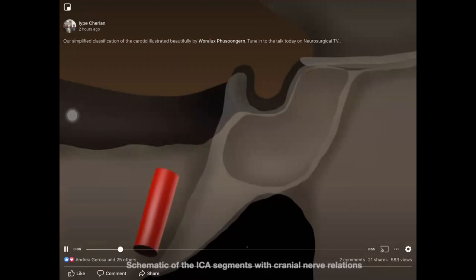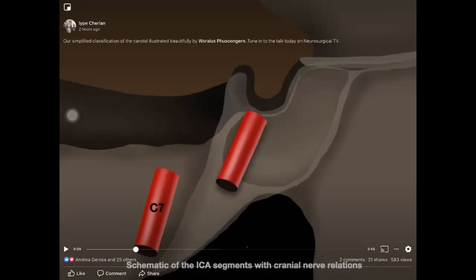Remember that all the odd numbered segments, so for example C7, C5, C3, are all vertical. The main thing about our classification is all odd segments are vertical. So starting from proximal, we have C7 where it enters the petrous bone. That's vertical.